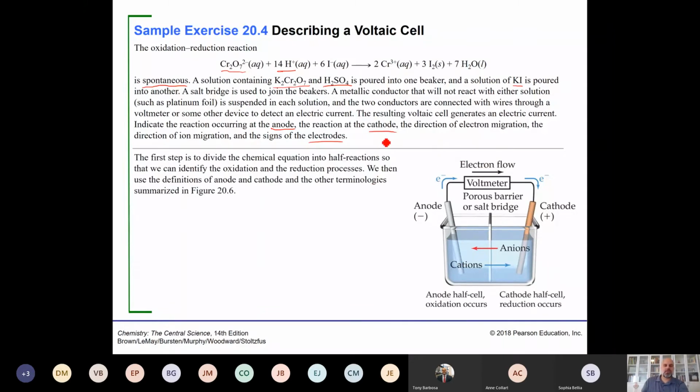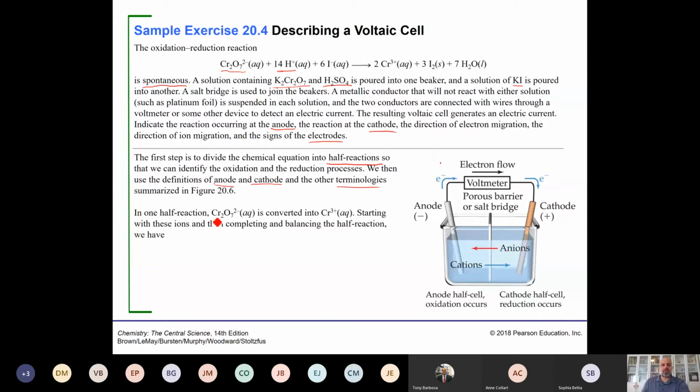The first step you need to do is divide the chemical equation into half reactions, so you can identify the oxidation and the reduction processes. Then you're going to use the definitions of anode and cathode and other terminologies that are summarized in figure 20.6, which is this figure right here on the right.